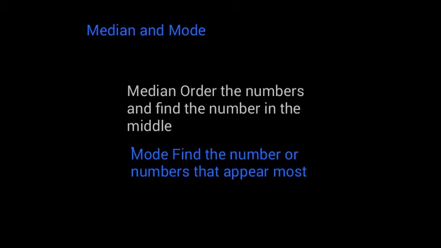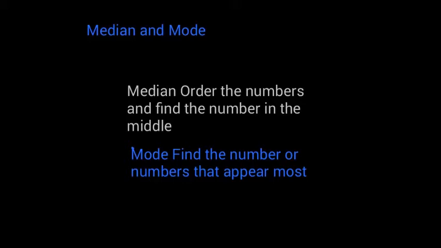Alright, we're going to do median and mode today. The median is order the numbers and find the number in the middle. The mode is find the number or numbers that appear most. You can also have no mode. You'll always have a median, but you don't necessarily always have a mode. You could have one mode, you could have two modes, you could have three modes. So mode is one of those that you can get multiple answers for.